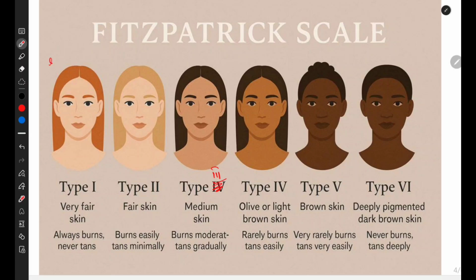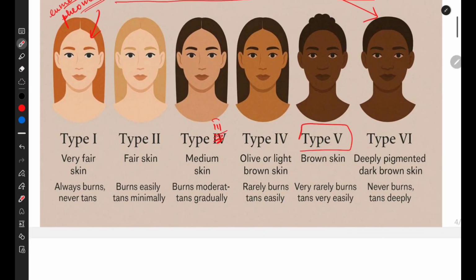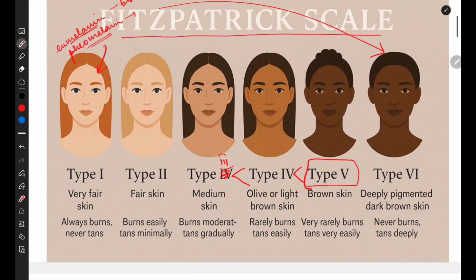So we have two pigments in melanin. It's called eumelanin and pheomelanin. Eumelanin is black. Pheomelanin is actually a lighter shade of orange or something like that. So when pheomelanin is high and eumelanin is low, type 1 will be formed. When eumelanin is high and pheomelanin is low, it will be type 6. So based on this, we are grading it. It's called the Fitzpatrick scale. Most Indians come under type 5, then type 4, and less likely type 3. These three types are mostly found in India.